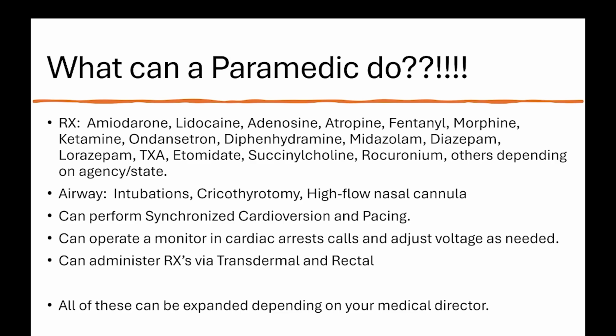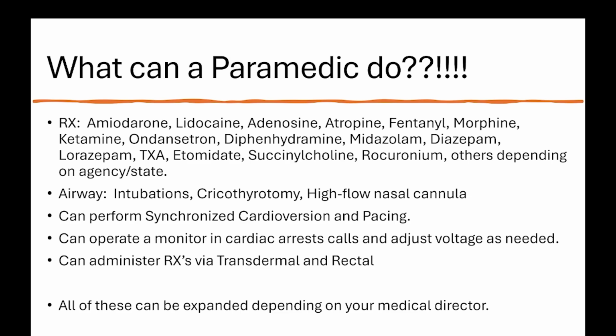So, just like we mentioned with everything else, they can also administer medications like amiodarone, lidocaine, adenosine, atropine, fentanyl, morphine, ketamine, ondansetron, diphenhydramine, midazolam, diazepam, lorazepam, TXA, etomidate, succinylcholine, rocuronium, and some other medications just depending on your agency and state. Don't worry about memorizing what an AEMT and a paramedic can do as an EMT-B. Just know these are some of the expanded options that you have access to.